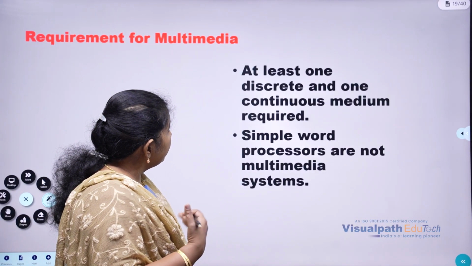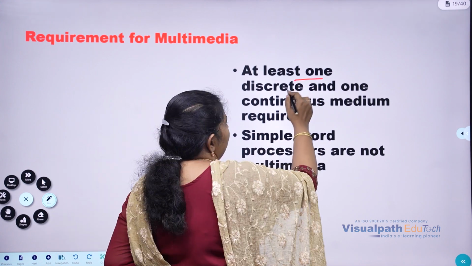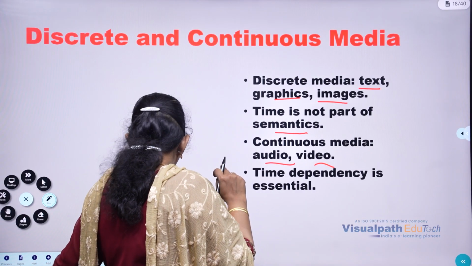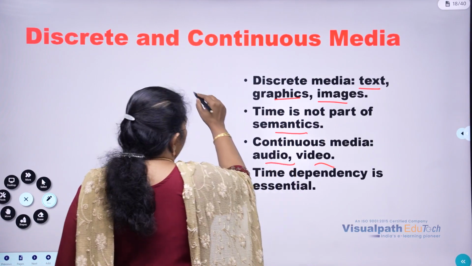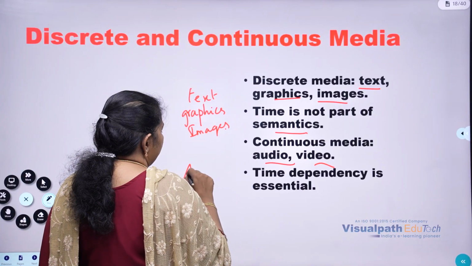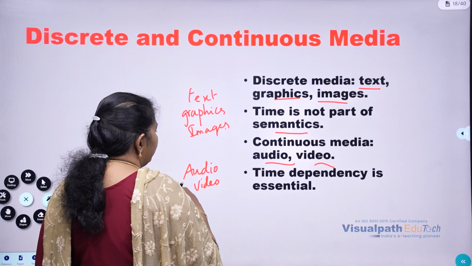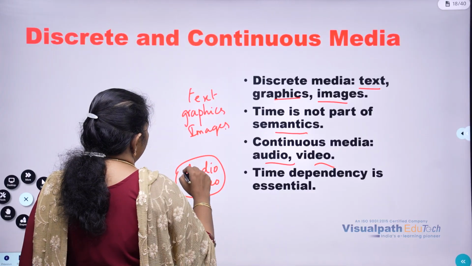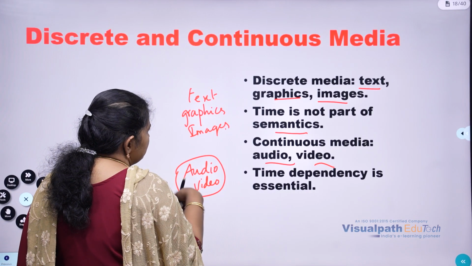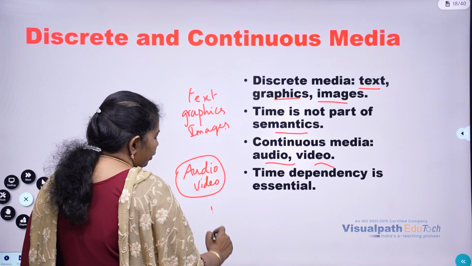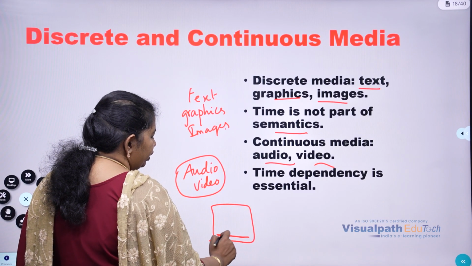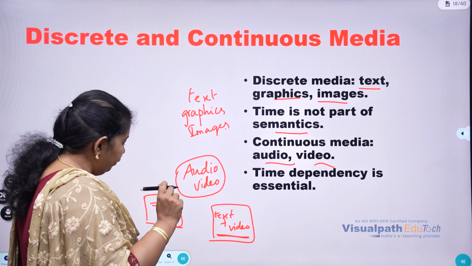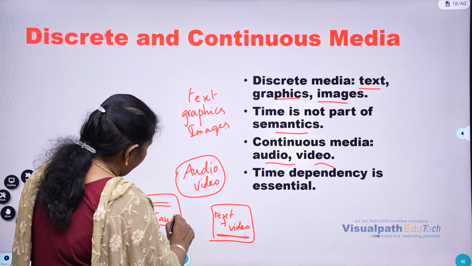Next, what is a requirement for multimedia? At least one discrete and one continuous medium are required. So what is discrete and what is continuous? These three are the discrete: text, graphics, images. And here are audio and video. So what do we need to combine? Any one of these should be combined with either audio or video. For example, text plus video: we have a video and we have text on it, so text plus video. Or text plus audio.